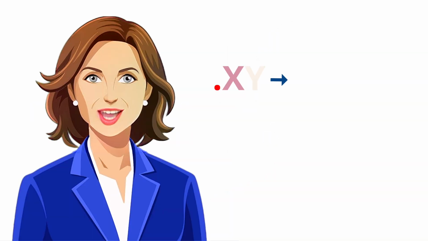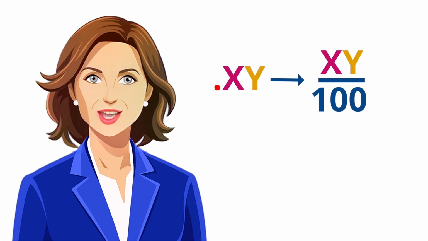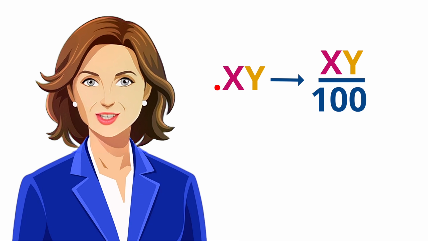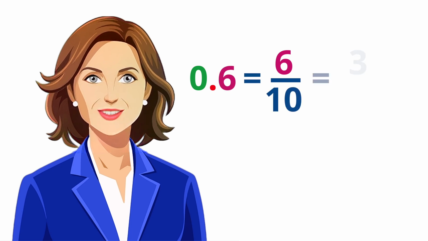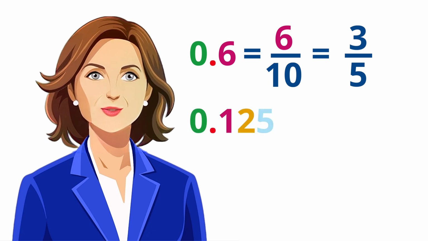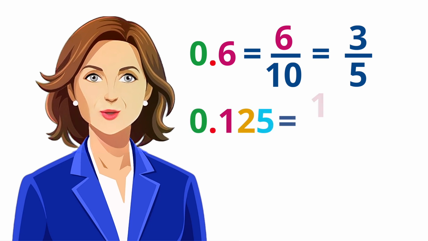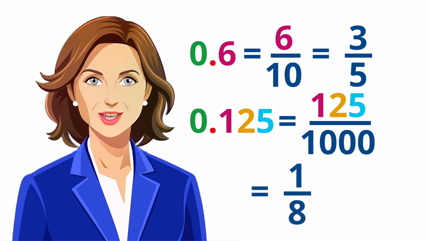For this, place the decimal number over its place value. Then simplify the fraction if possible. Example, 0.6 is 6/10, which simplifies to 3/5. Similarly, 0.125 is 125/1,000, which simplifies to 1/8.